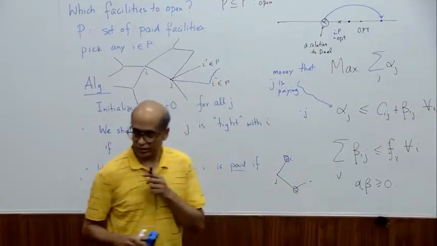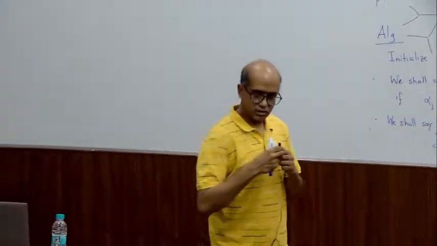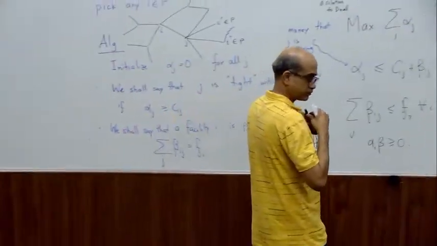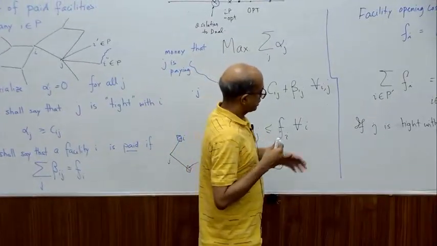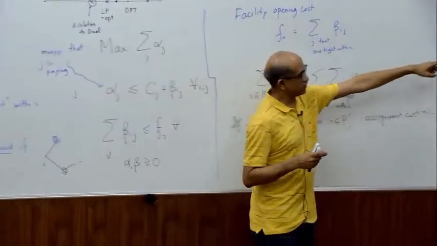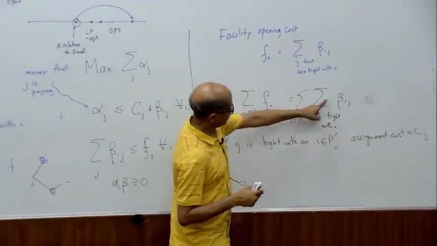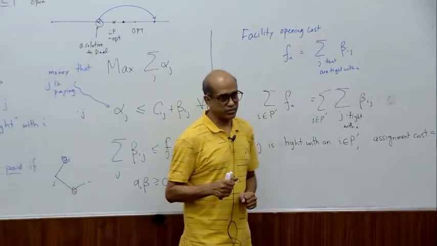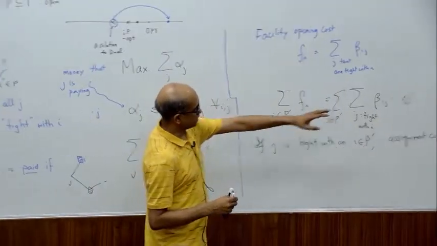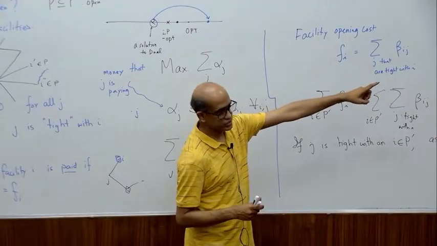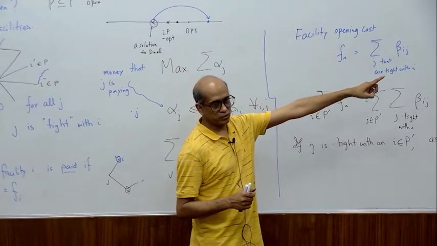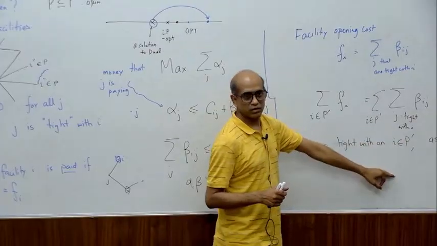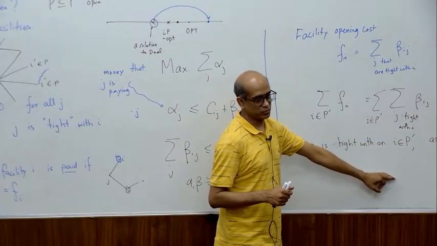So let's put together everything. What do I get? I get 3 alpha J prime there. You have this plus this here. This plus this will again be alpha J. So you will get 3 alpha J prime for those J prime which are not tied with an open facility, and you will get alpha J for those J which are tied with an open facility.